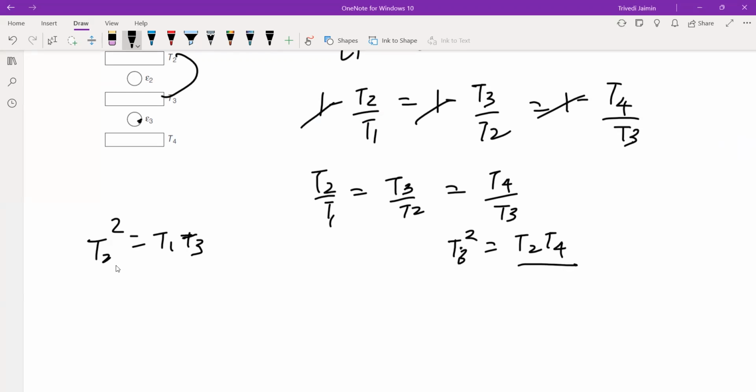Write these values in this one. What I want is T square. So T2 power 4 equals T1 square and T4.